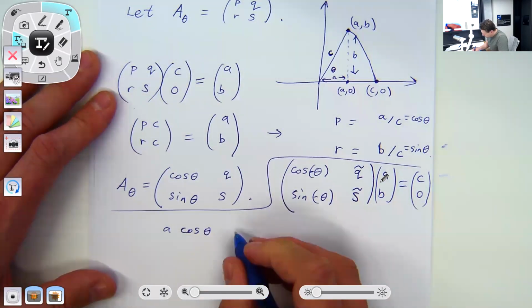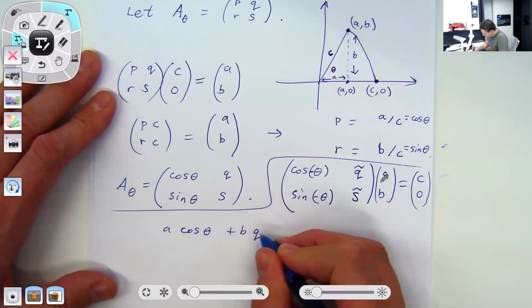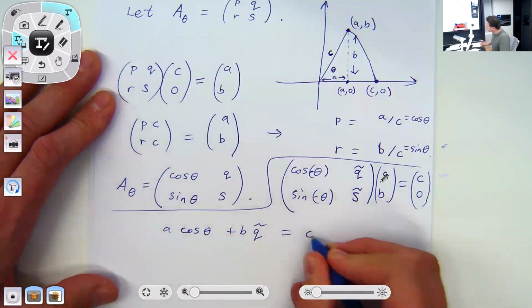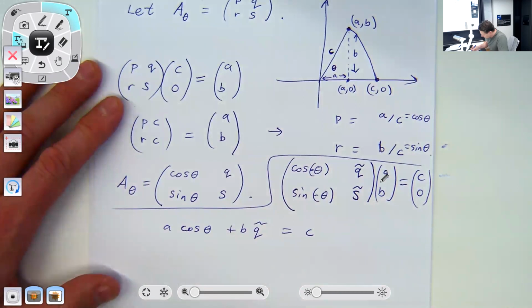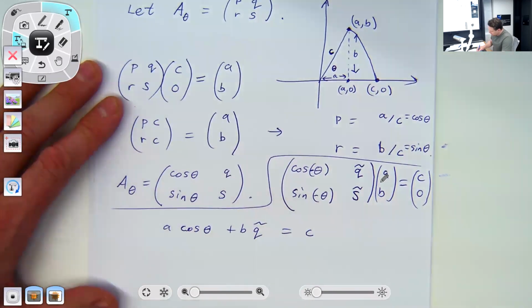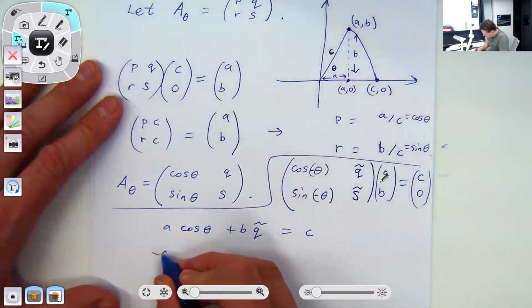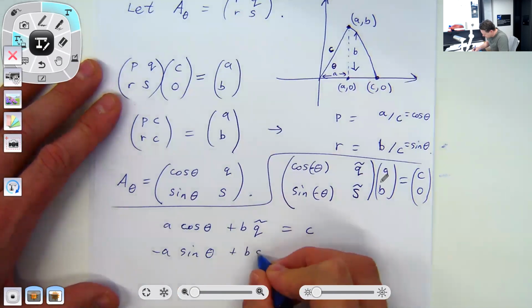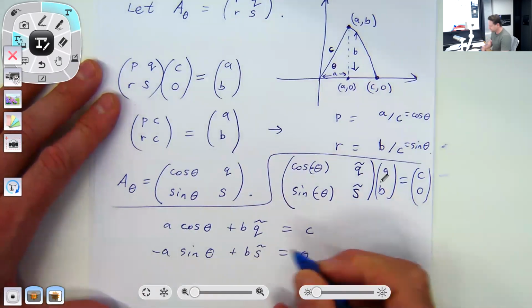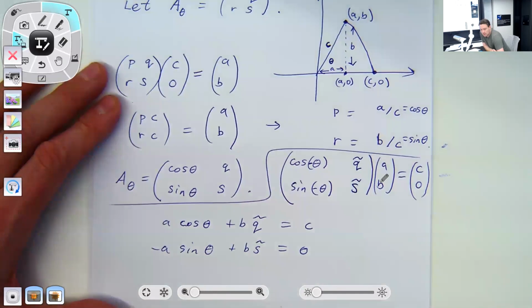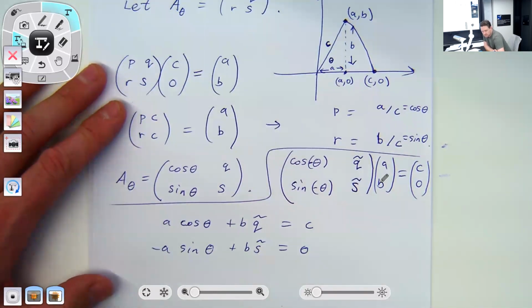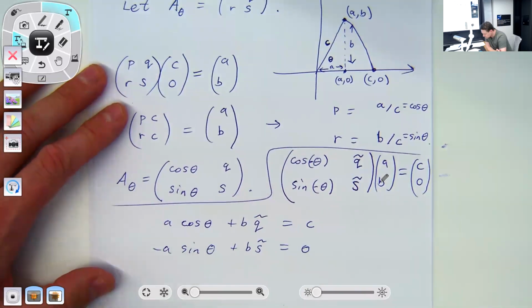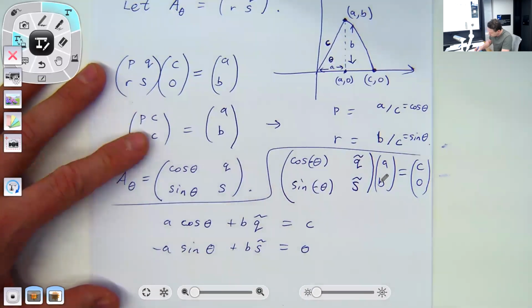All right, and then next we have plus B, Q with a tilde on it, and that's equal to C. All right, so this one, so sine of minus theta is minus sine of theta. So we'll have minus A sine theta, and then plus BS with a tilde on it, and this is 0. Okay, great. So this should give us a way to solve for at least S tilde. All right, so let's do that.